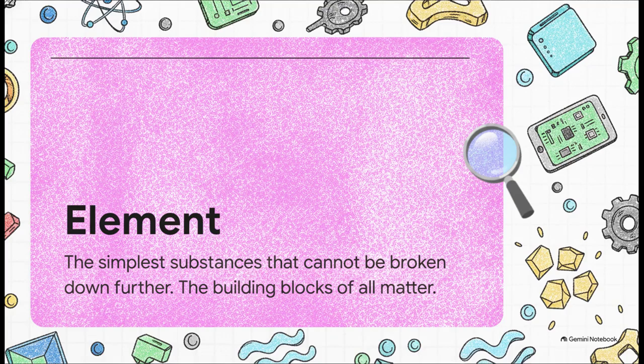Elements are the absolute simplest substances in the universe. They cannot be broken down any further into simpler substances by any chemical reaction. Think of these as the literal building blocks of all matter, things like oxygen, hydrogen, iron, or gold. In fact, to give you a sense of how vital they are, more than 45 different elements like silicon, cobalt, lithium, and copper are used just to manufacture the mobile phone in your pocket.